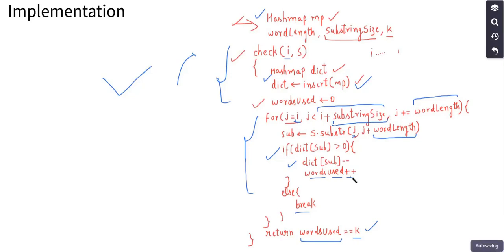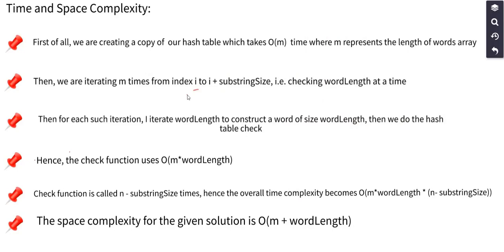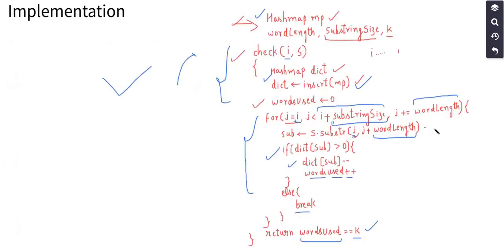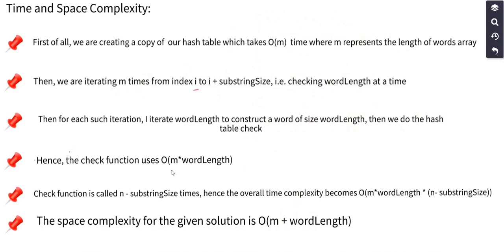So whatever the size of the substring is, we are iterating and making jumps of size word length. Fine. So we are checking word length at a time. Then for each such iteration, I iterate over the word length to construct a substring which is of size equal to the word length. So that is giving me a time complexity of m cross word length, because we are iterating m times, and for each m we are iterating word length.